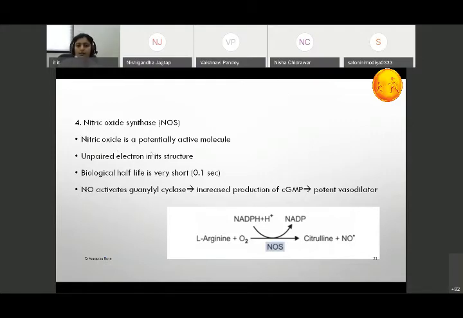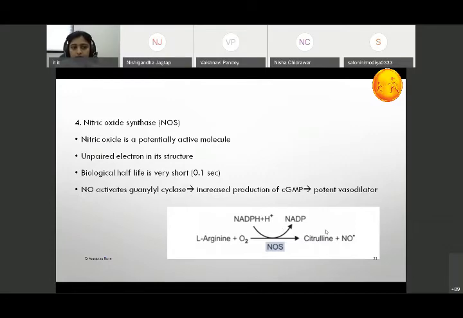Nitric oxide is a potentially active molecule and it has an unpaired electron in its structure, which is a quality of a free radical. Biologically, the half-life of nitric oxide is very short, that is 0.1 second. Nitric oxide activates guanylyl cyclase. Because of this activation, there is increased production of cyclic GMP, which is a potent vasodilator. What is the effect of this vasodilatation? That we'll see in the next slide.